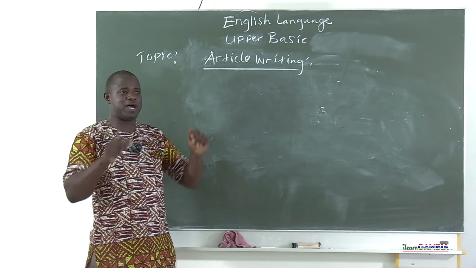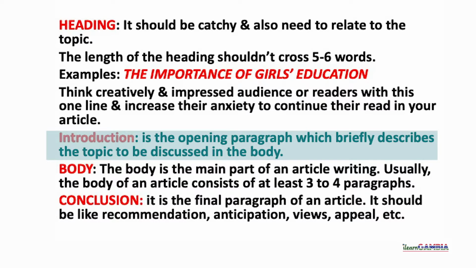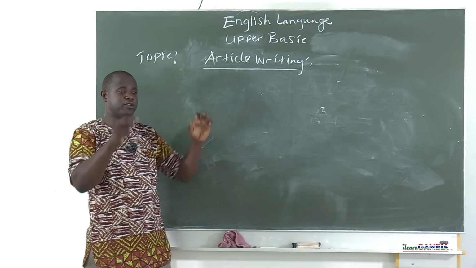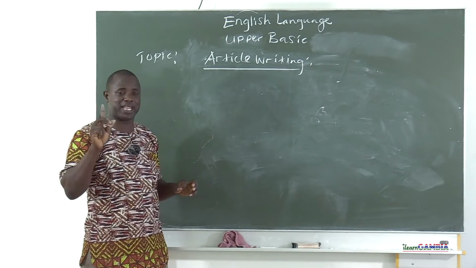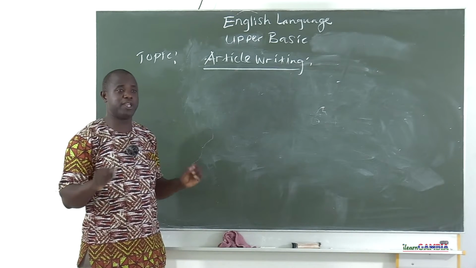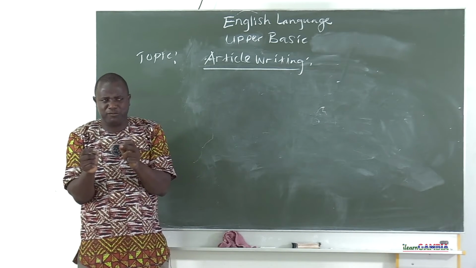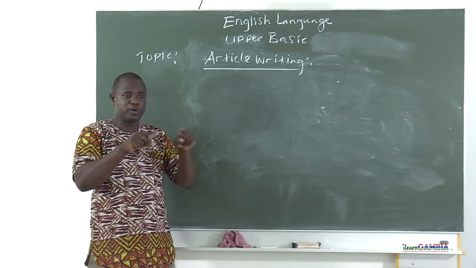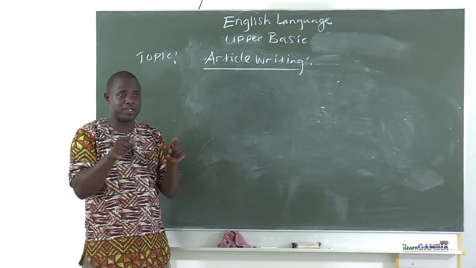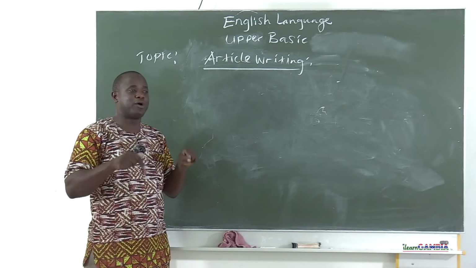So we move on. Now, after the heading, you need an introduction, which is the opening paragraph that briefly describes the topic to be discussed in the body. All that you're going to discuss in an article must be briefly talked about in the introduction. All that you're going to discuss in the body must be talked about in the first paragraph, which is the introductory paragraph. In a nutshell, the introductory paragraph will also give a brief summary of the body of the article. Because anybody who reads your introduction, if it is well written, will understand what you want to write.